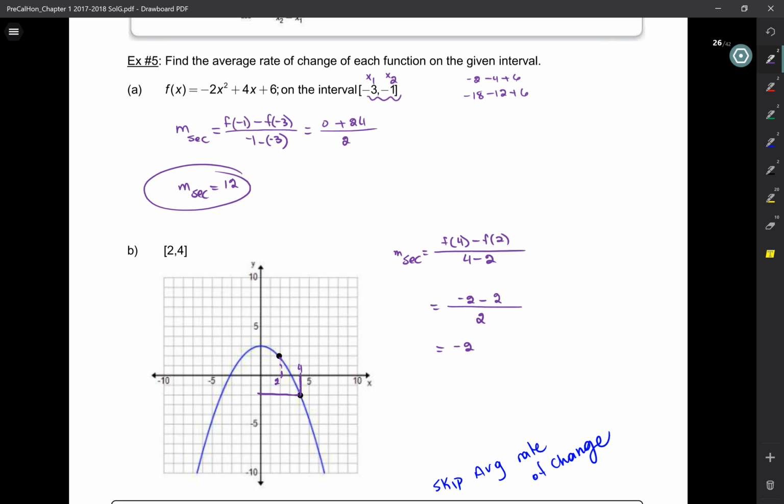We're moving on to section 5. Aren't these negative? How's it positive? Well, we got 0 minus negative 24.